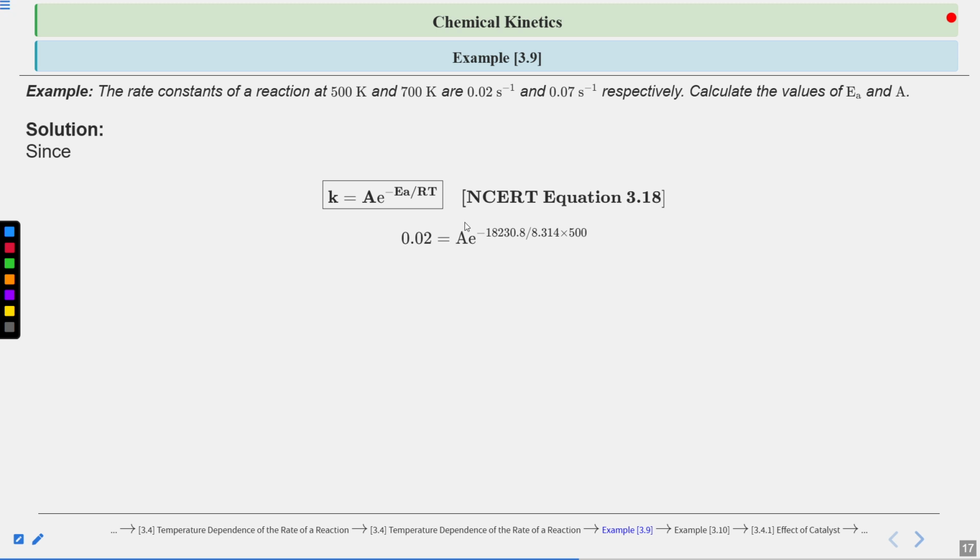So it is equal to A e to the power minus 18,230.8 divided by 8.314 multiplied by 500. From here, A comes out as 0.02 divided by 0.012. So after solving this fraction, A will be 1.61. So this is the correct answer for the value of A, that is the Arrhenius constant.